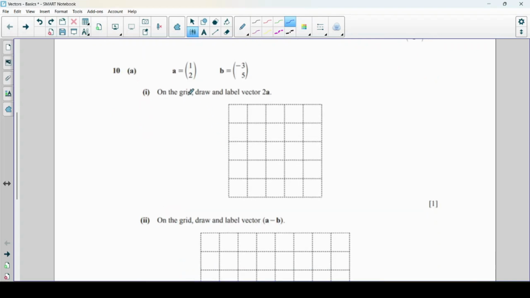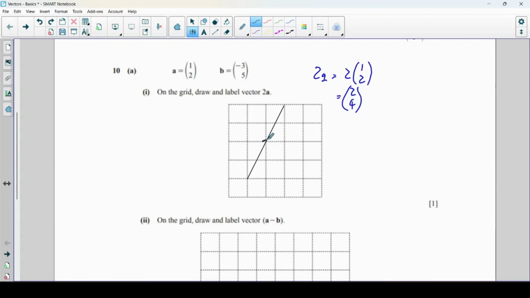In this next question, we're asked to draw and label a vector 2a. Well, the vector a is 1 across, 2 up. So the vector 2a is just double that. So that's 2 across, 4 up. If you like, you can also figure that out by doing 2 times the vector, and sure enough you can see that that gives us 2, 4.